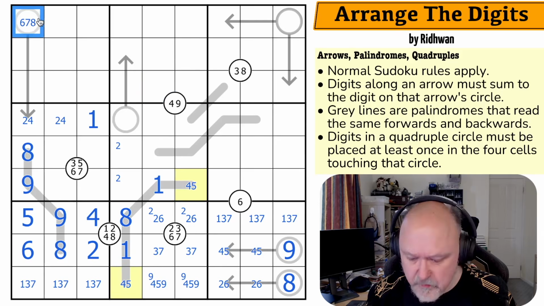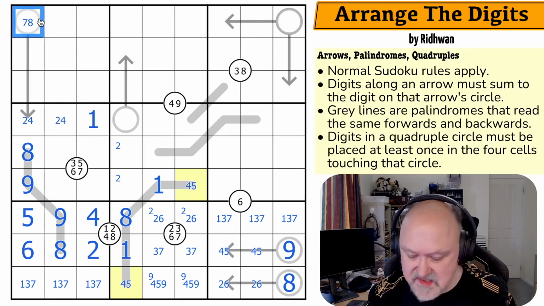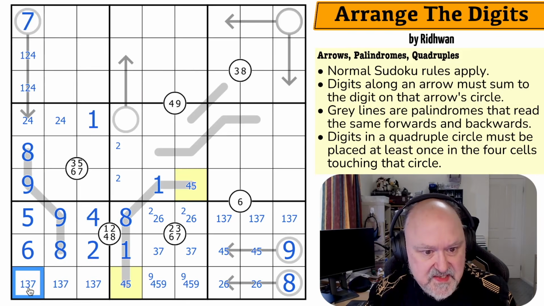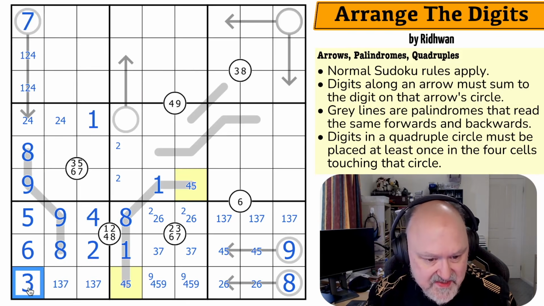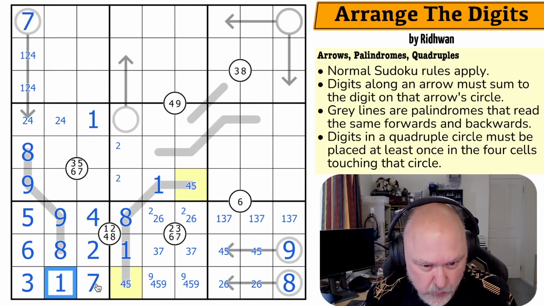Six can't be here anymore. So this is 7 or 8. Oh, it's not 8 either. This is 7. So these are 1, 2, 4. The only way to make up the 7, which means this isn't a 1 or a 7, that's the 3, and the 3 comes out of there. The 1 looks down, making that the 7 and that the 1.